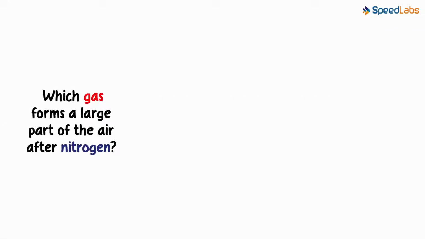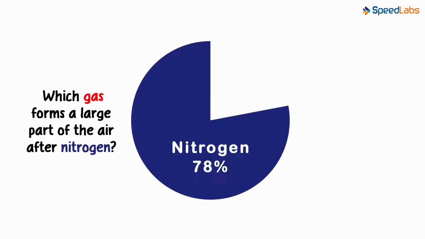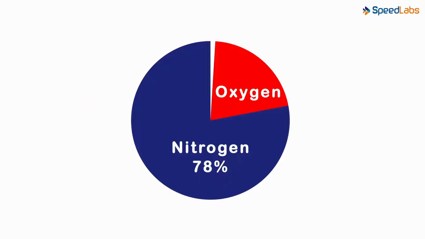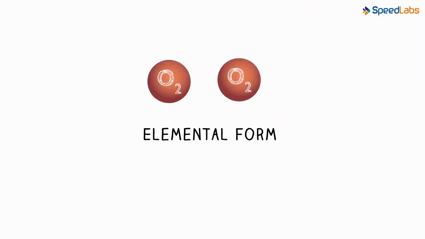Which is the gas that forms a large part of the air after nitrogen? It's oxygen. It constitutes about 21% of the air in the atmosphere, and this oxygen is in its elemental form on the Earth. Do you think oxygen is only found in its pure form?